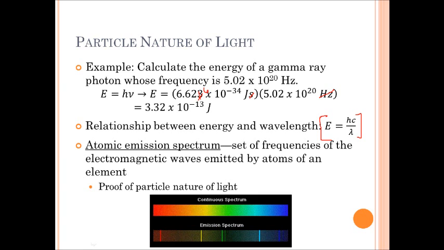Further proof of the particle nature of light is that when you look at the light given off when an atom is heated, you get to see only certain light that is emitted. And this is known as the atomic emission spectrum. So we have two types of spectrums. We have a continuous spectrum and an emission spectrum. The continuous spectrum here shows all the colors. It is a continuous rainbow. However, the emission spectrum only shows specific energies.